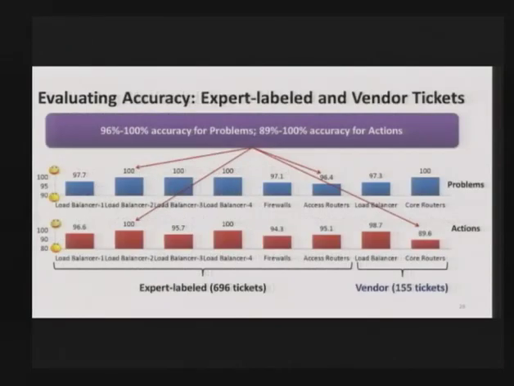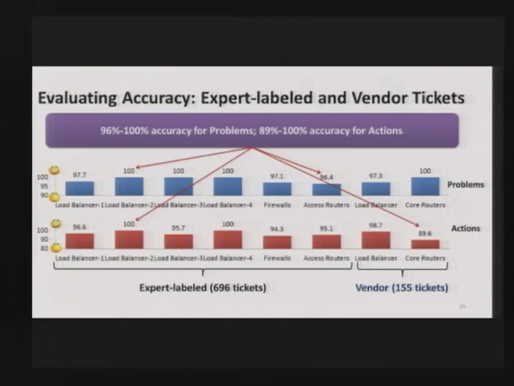Let me show you the evaluation results. So this slide shows you 2 graphs. The top graph is for problems. The bottom graph is for actions. The x-axis represents the category of tickets that were being evaluated. For instance, in a data center, think of it like this. Data center is made up of thousands of devices. Not all devices are like the same. They serve different roles in the data center. For instance, we have load balancers, firewalls, access routers, aggregation switches, and so on.